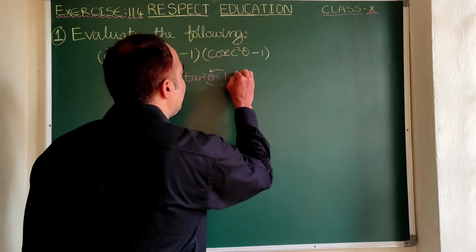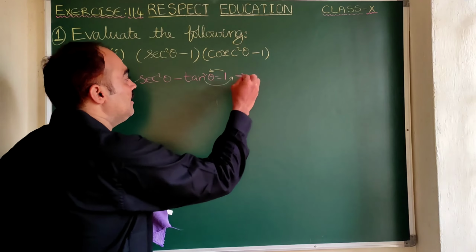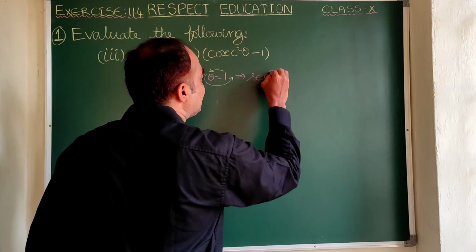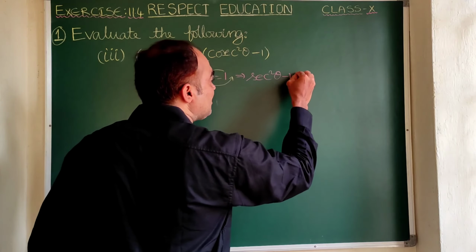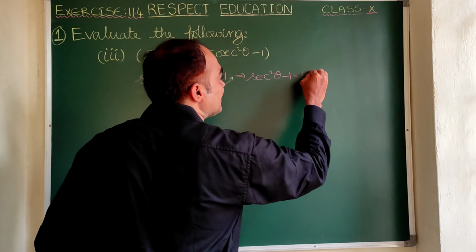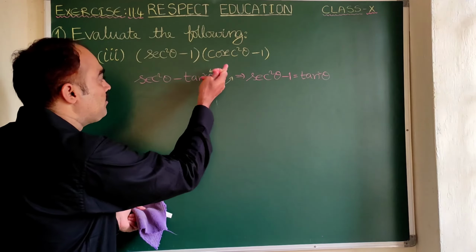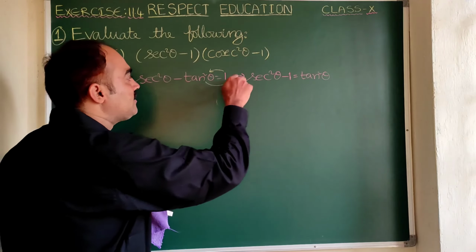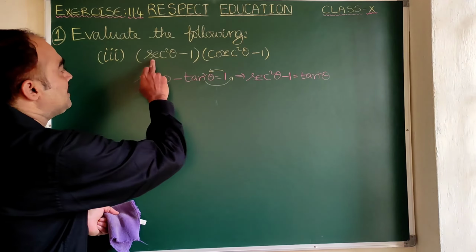Now here I am not moving secant square theta, so I am writing as it is. Can you tell me what is secant square theta minus 1? It is equal to tan square theta. Is it clear? Yes, sir. Because this plus 1 becomes minus 1, minus tan square theta becomes plus tan square theta. See in this step, secant square theta minus 1, we are going to replace this one with tan square theta. Is it clear? Yes, sir.